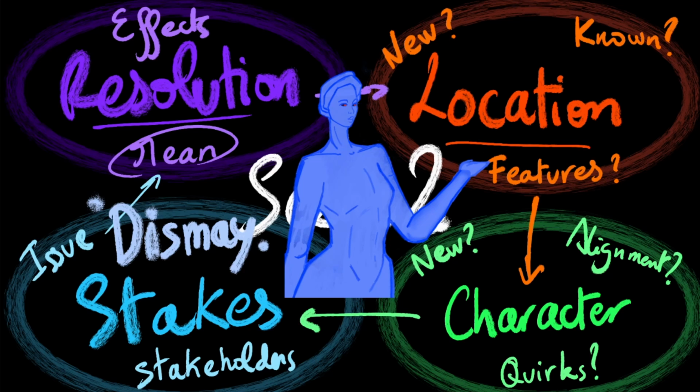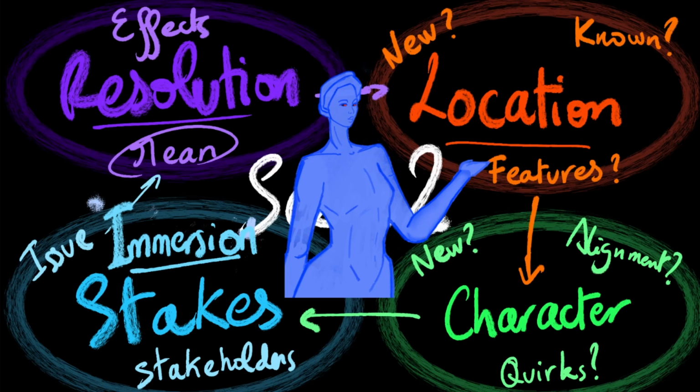In the case of the stakes, there is one thing you want to modify. You want to modify the feeling coming from the scene. You want to modify the emotion coming from the scene. And you want to turn dismay into what we've established earlier, which would be immersion. Now, how do you make your scene more immersive through the stakes?